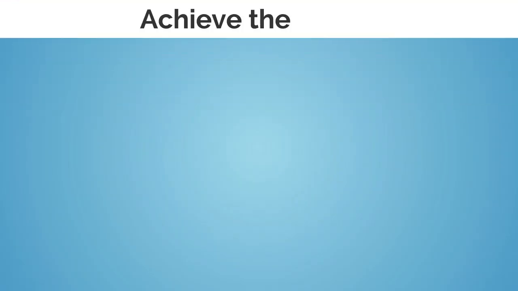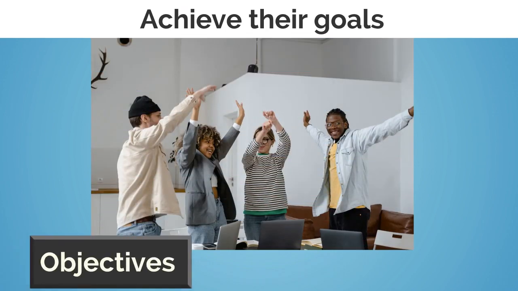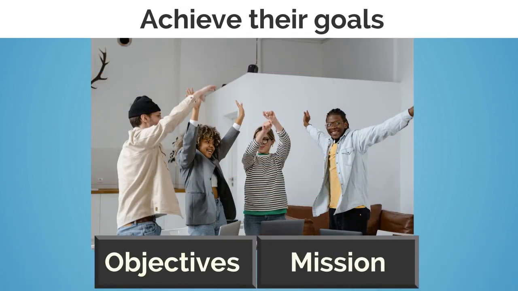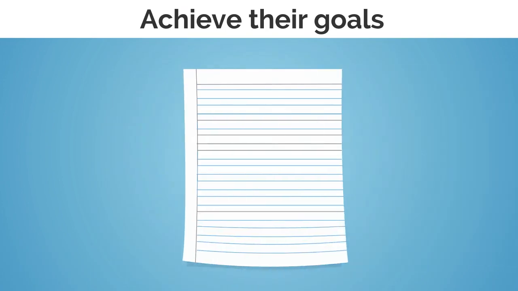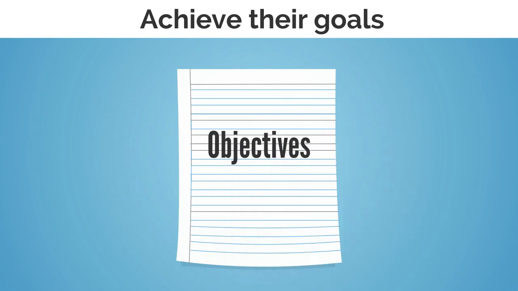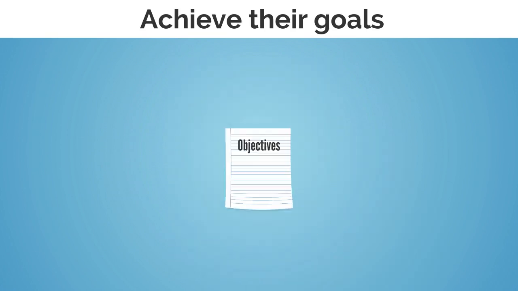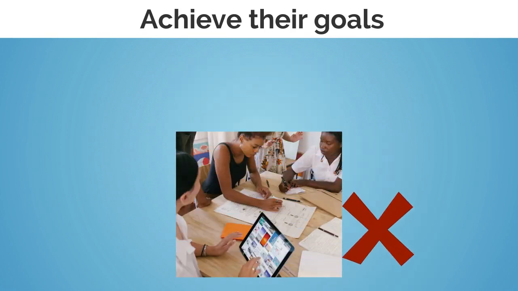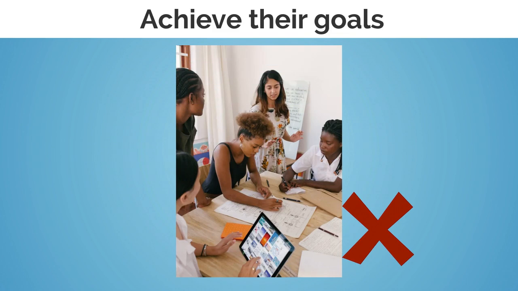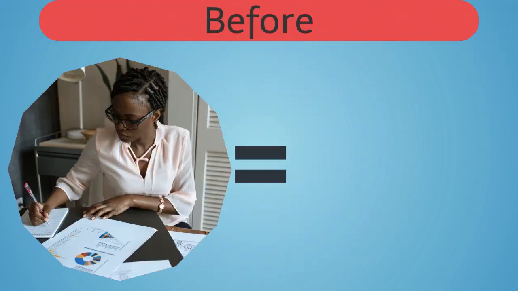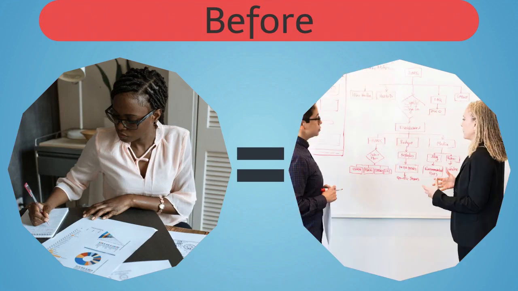In order to achieve their goals, a company needs to set specific objectives in line with their mission. However, objectives are nothing more than just words on a page without a specific action plan on how the objectives will be achieved. Before writing an action plan, it is important to do some planning.